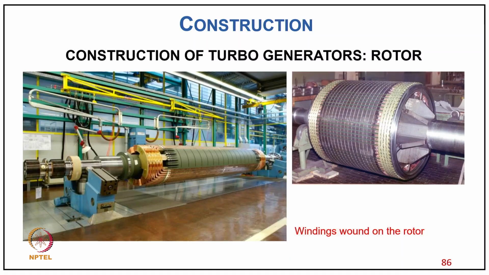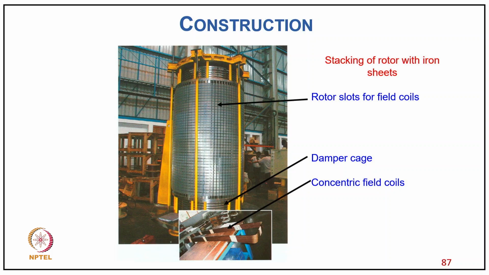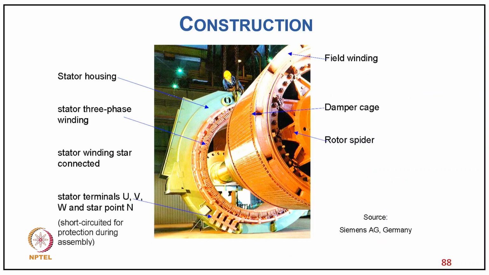Now these windings are wound on the rotor. You can see how they look in the photographs on the left side as well as on the right side, and the setting of the rotor with iron sheets, the rotor slots with field coils and damper cage, and concentric field coil. So you can see the different parts: stator housing, stator 3-phase windings.